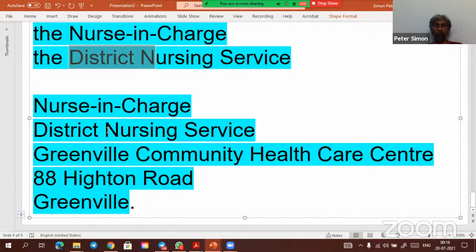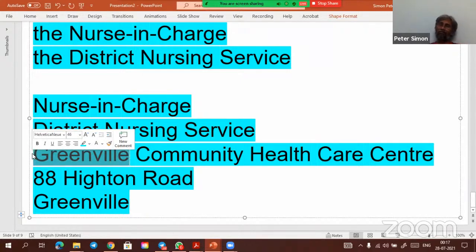So you have to take the complete address, because sometimes he will pull your legs. That means to trick you. He will write this one sentence, remove it from here and put it there. The district nursing service, Greenville, there he will write, and here he will not write. See here, Greenville Community Health Care Center will be in Greenville. See there at the bottom, I have told you.